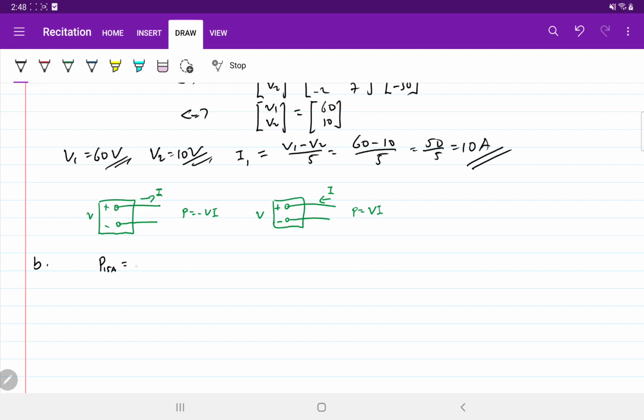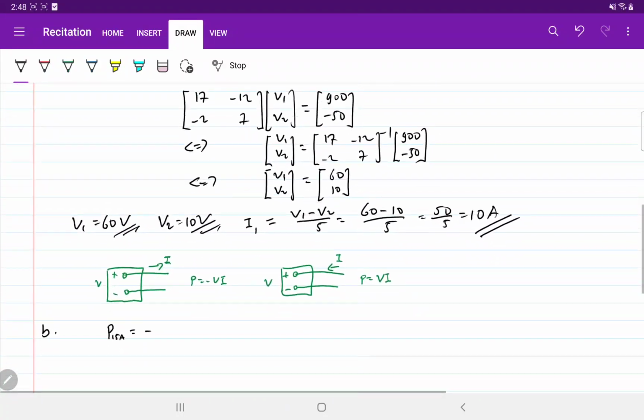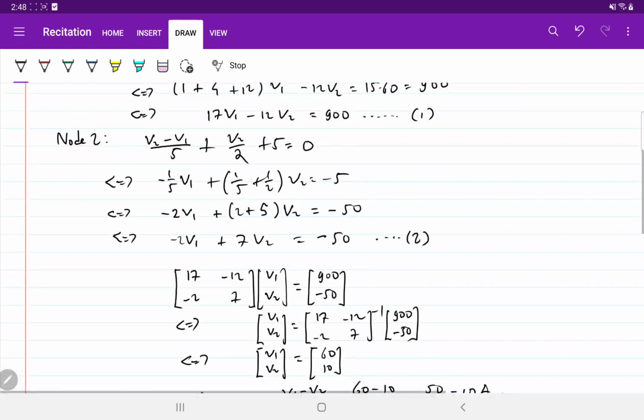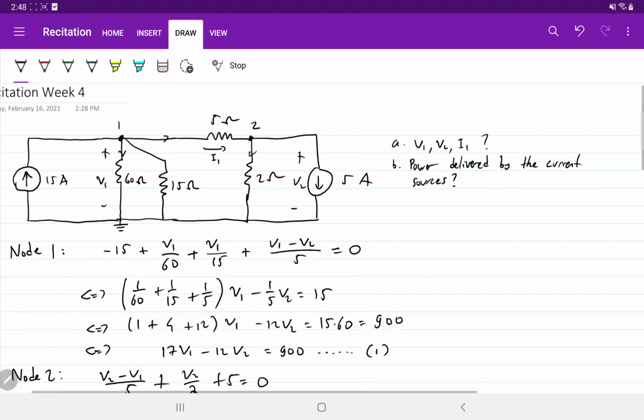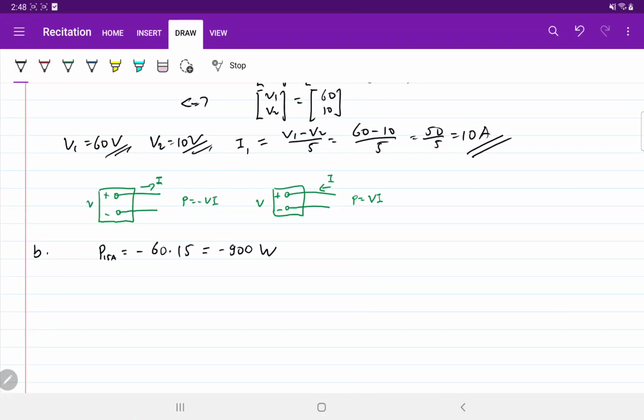P at 15 amp is minus the voltage. The voltage is V1, right? V1 is 60, so 60 times the current 15 is minus 900 watts. And look closely at the question. The question is how much power is delivered by the current sources. So is the power delivered minus 900 watts or 900 watts?